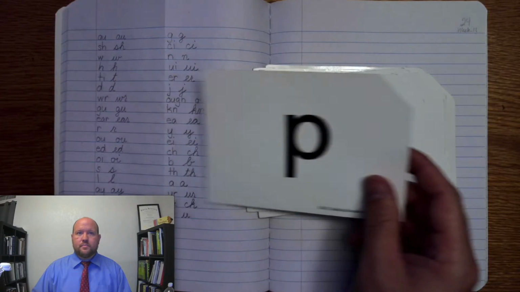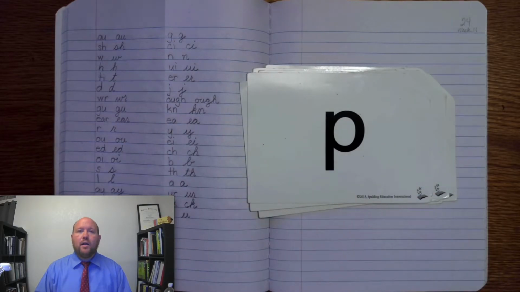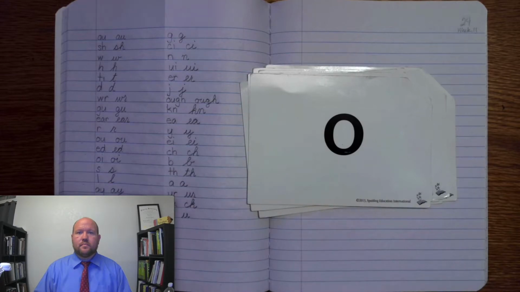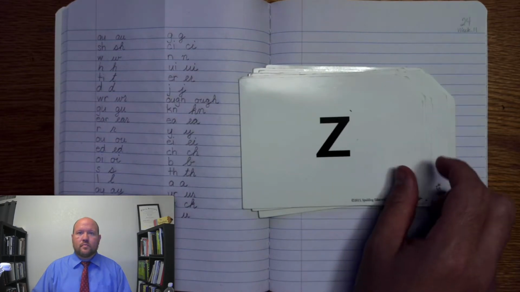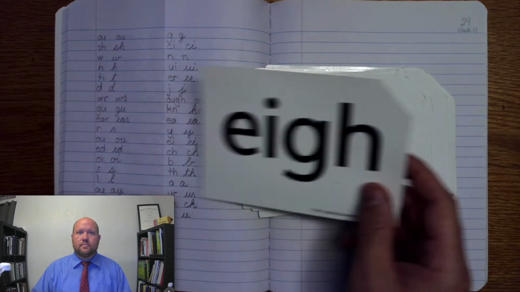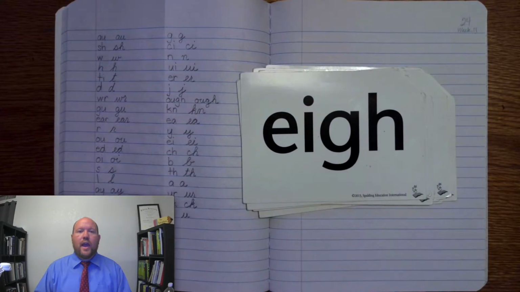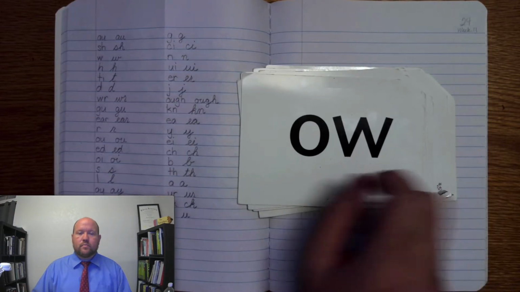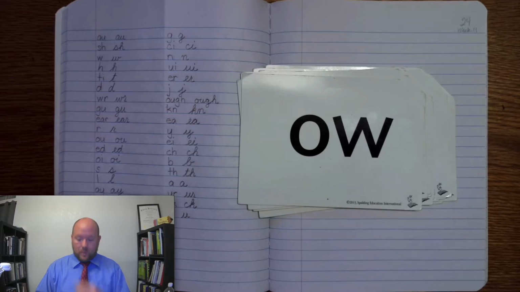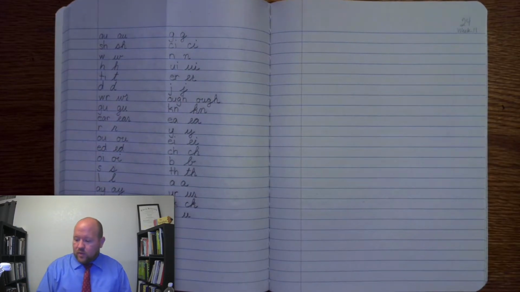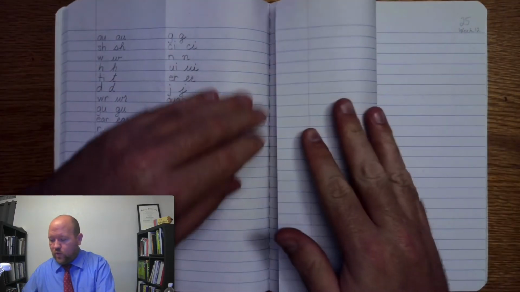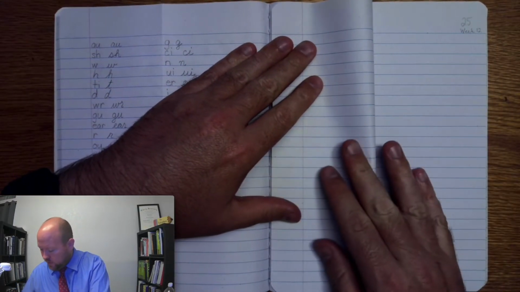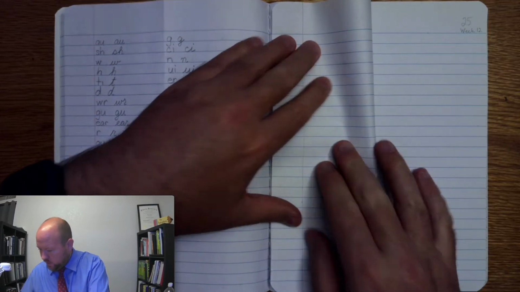Aw. A, O, U. N. Z. A, four letters. Ow, O. All right. Now, we'll go ahead and take page 24. Let's fold that neatly in half into two nice columns, lining up the red lines.